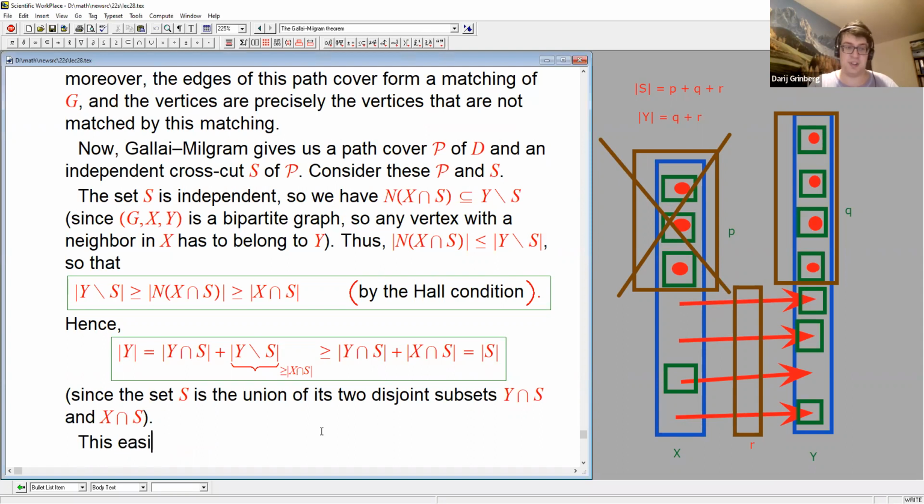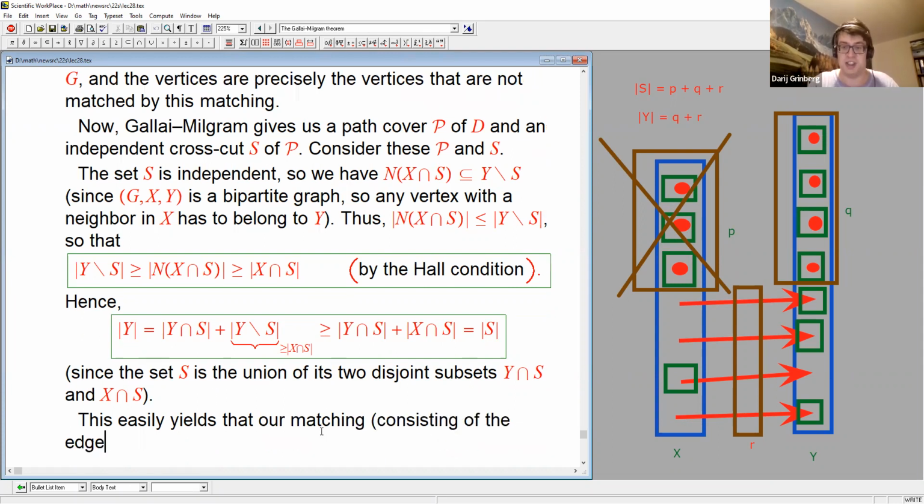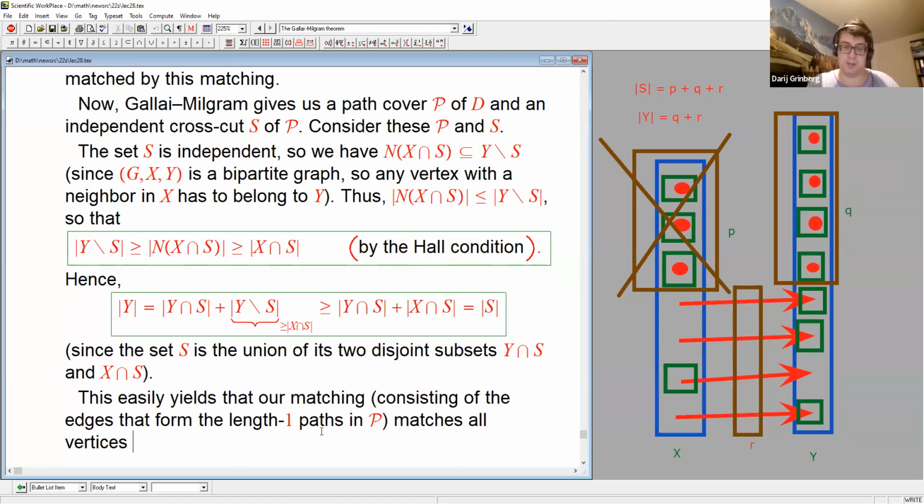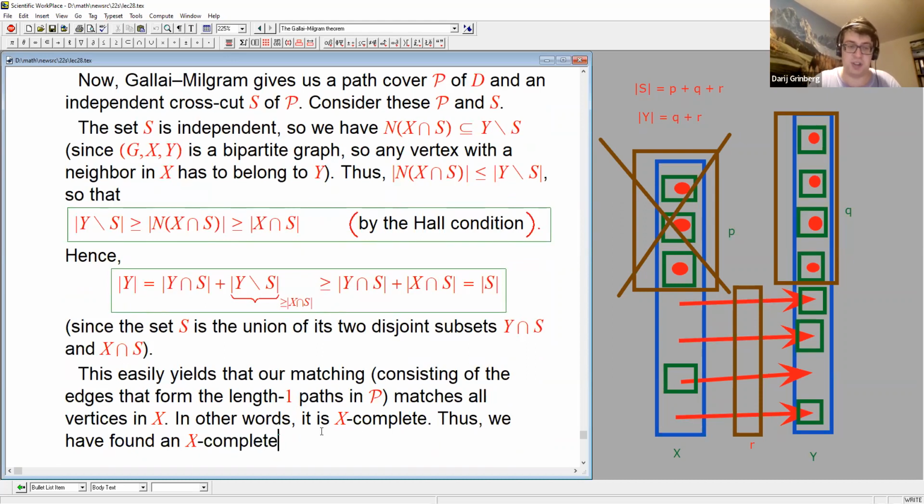So this easily yields that our matching matches all vertices in X. In other words, it is X complete. Thus, we have found an X complete matching, and Hall's marriage theorem is proved.